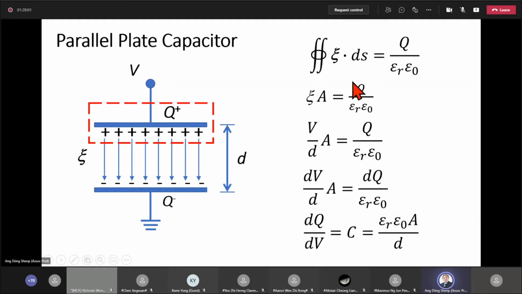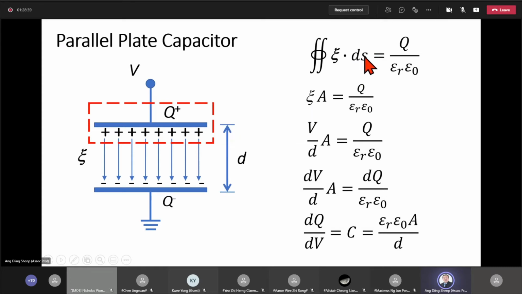If you look at this integral, it is only non-zero at this surface. Now at this part of the Gaussian surface here, it is zero because there is no electric field. Now at the side of the Gaussian surface, the contribution to this integral is also zero. Although there can be electric field along the side of the Gaussian surface, if you take the dot product with the surface vector, the result is zero because the two vectors are perpendicular to each other.